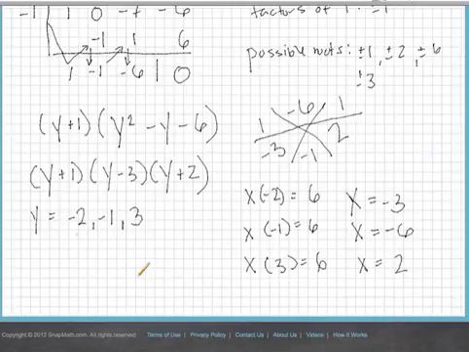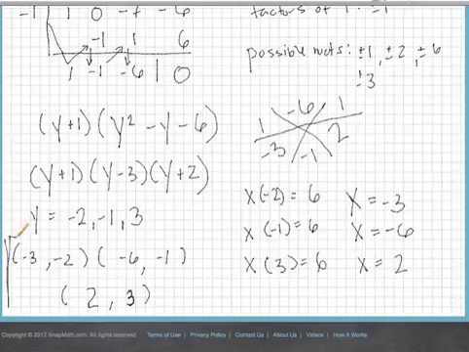Your solutions for this equation should be expressed in the form of points on the xy plane. When I plugged in negative 2 for y, I got x equals negative 3. So negative 3, negative 2. When I plugged in negative 1 for y, I got x equals negative 6. When I plugged in 3 for y, I got x equals 2. So these are your final answers for this equation.